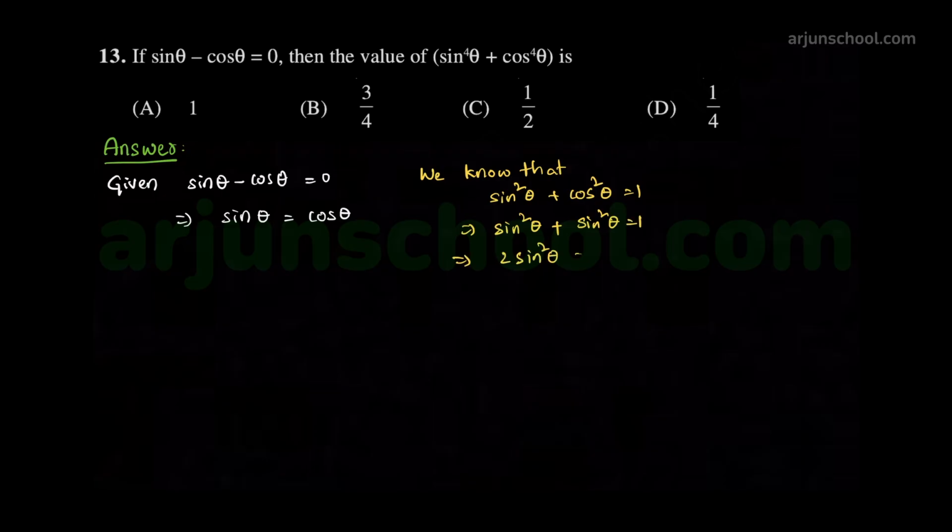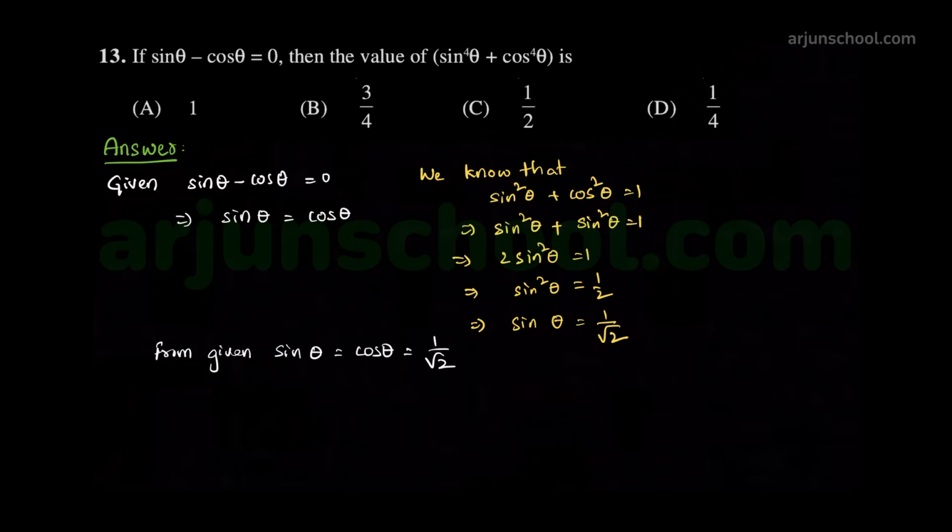2 times sin square theta is equal to 1. Sin square theta is equal to 1 by 2. Sin theta is equal to 1 by root 2. From the given equation, we can say that sin theta is equal to cos theta is equal to 1 by root 2.